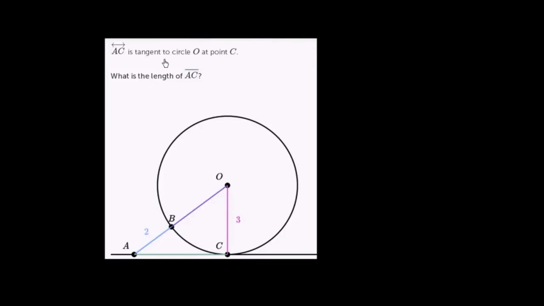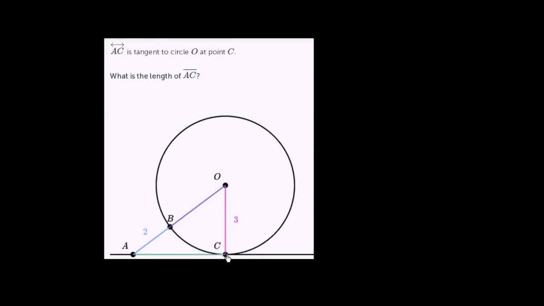Line AC is tangent to circle O at point C. So this is line AC tangent to circle O at point C. What is the length of segment AC? What is this distance right over here between point A and point C? And I encourage you now to pause this video and try this out on your own. So I'm assuming you've given a go at it.